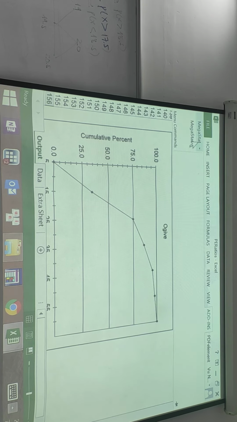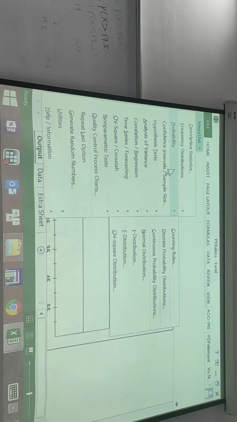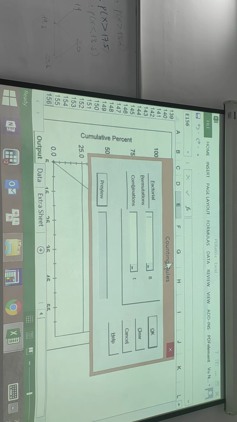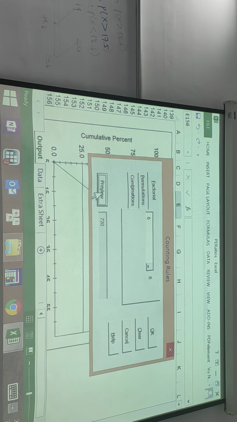Now I will show you how to compute the probability, right? And the probability here we can compute with the counting rule. For instance, how many ways to arrange six students at a table, on a bench like that, right? How many ways? 720 ways, right? This is what we find out.